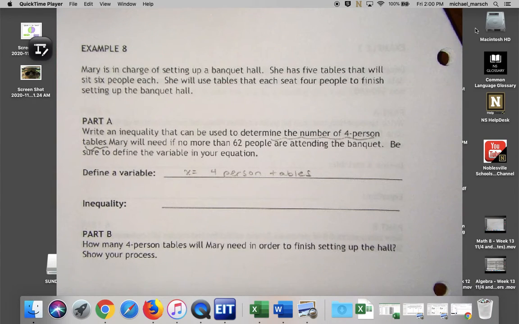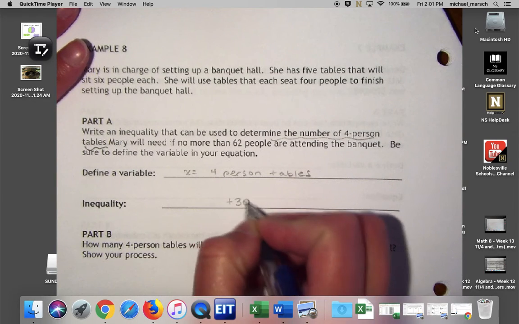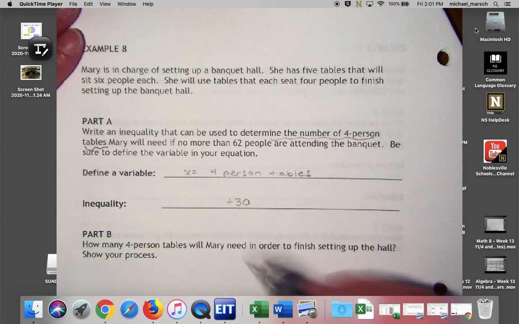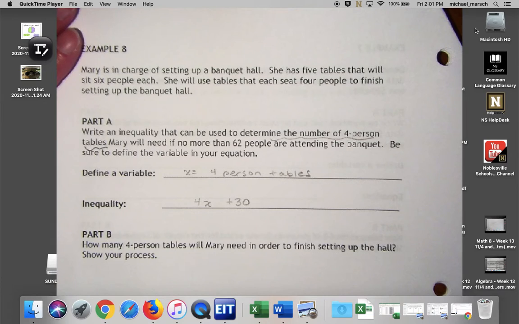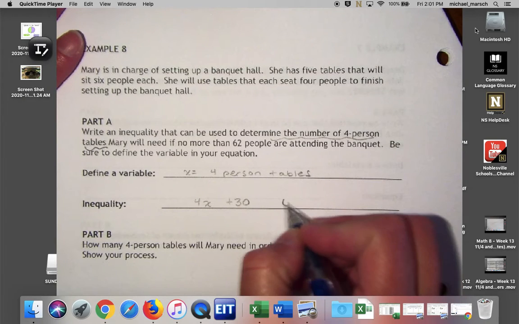Based on what tables she already has, how many people already have a seat? It sounds like there's 5 tables. They each sit 6 people, 30. And we know that 4 people sit at each of the other tables. So we have 4x plus 30. Right? And we know something about the number 62.